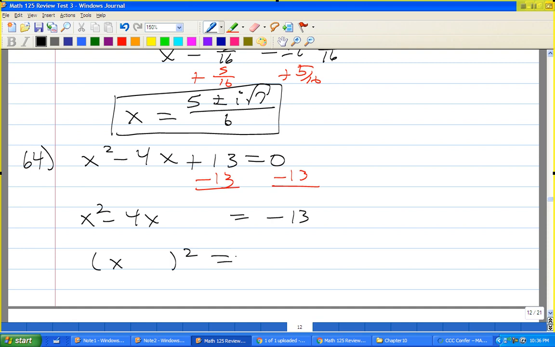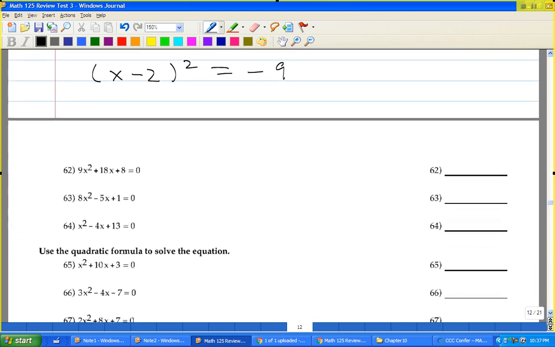Okay, so negative 4 divided by 2 is a negative 2. And negative 2 squared is 4. So let's add 4 to both sides of the equation. 4 minus 13 is negative 9. And so, oops, I need more room.